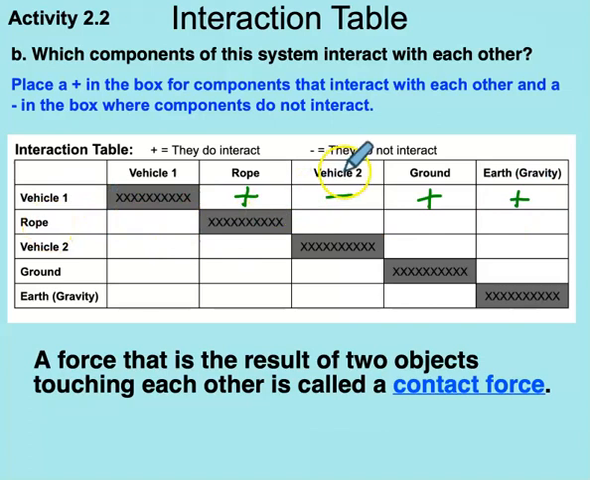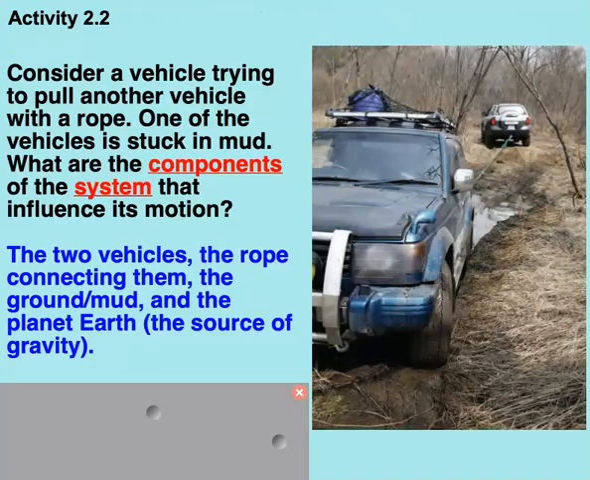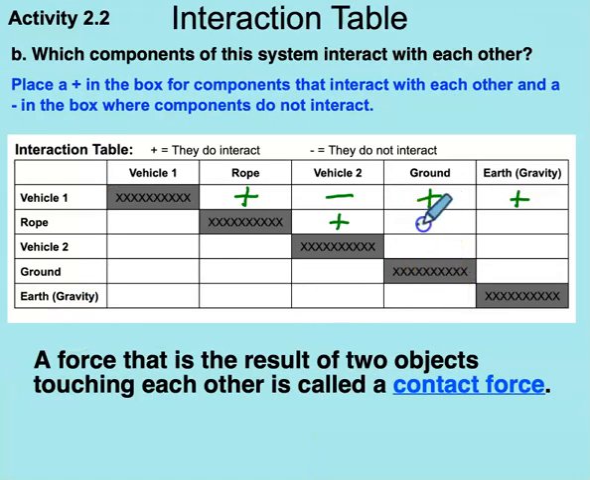So let's go through this. Does the rope interact with vehicle 2? Yep, they're touching. Now, does the rope interact with the ground? If we look at this, no. If they're truly pulling on it, it's not touching the ground. Does the rope interact with the earth? In other words, is gravity pulling down on the rope? Yeah, gravity pulls down on everything. So let's look at vehicle 2. We don't have to talk about how they interact with these because it was already taking place up there.